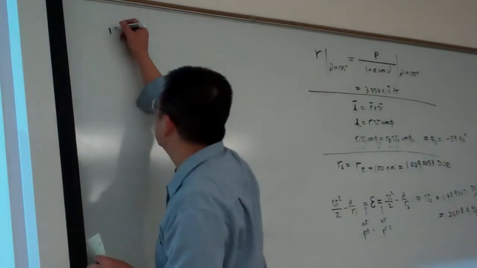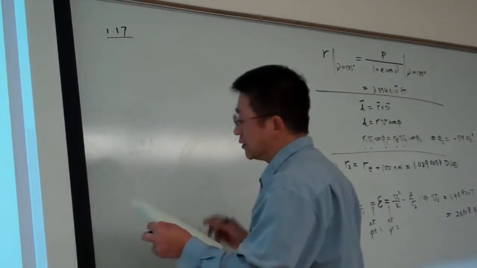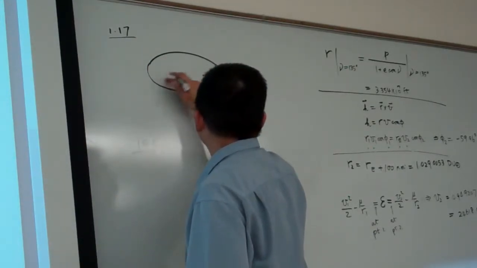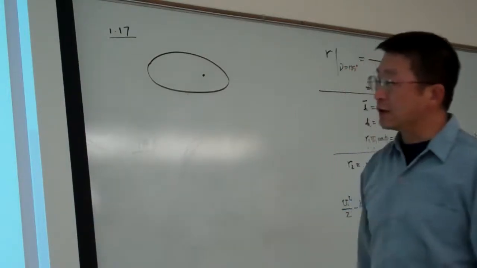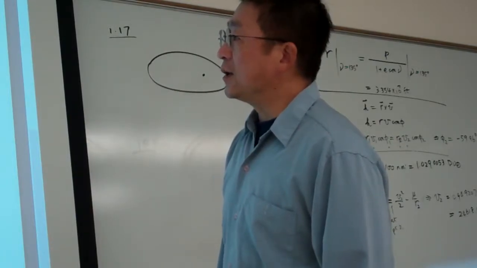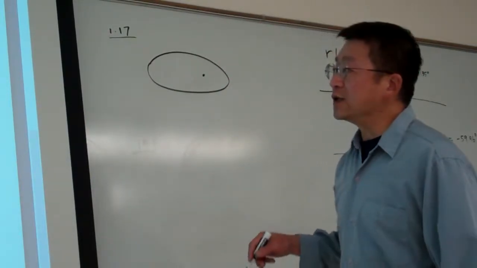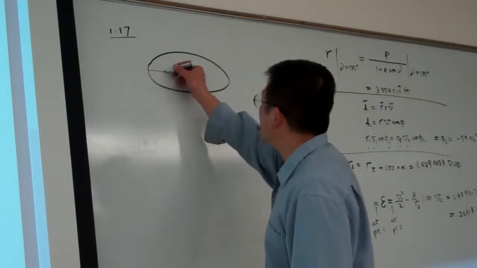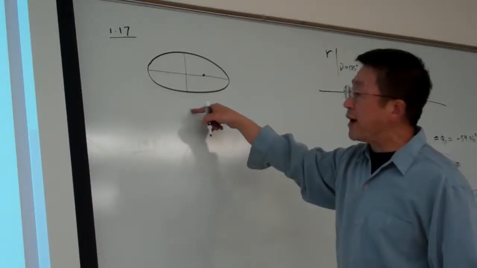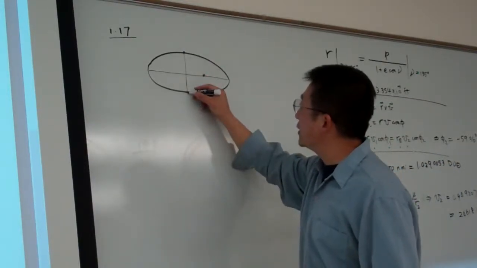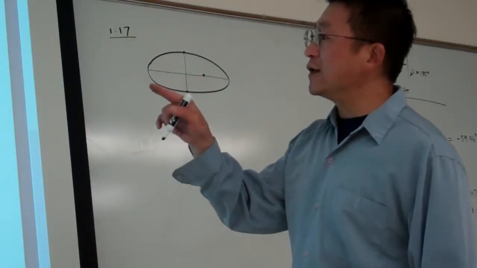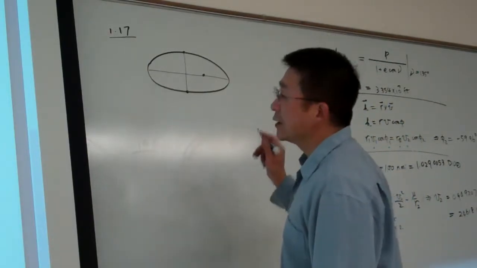So here's 17. That is the elliptic orbit, and this is the occupied focus. Okay, we have an elliptic orbit. The speed of the satellite at the end of the major axis. So this is the major axis. This is the minor axis. At the end of the minor axis is here or here. For this one, it is asking us to calculate the speed over there.